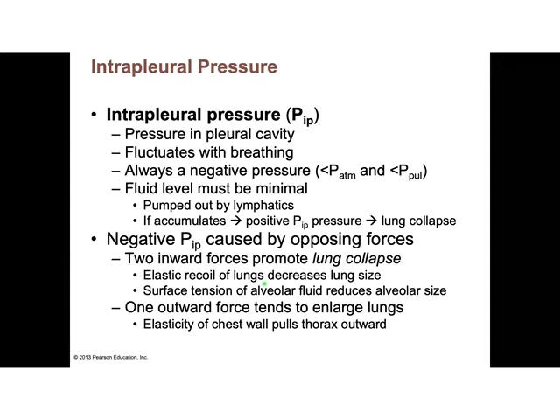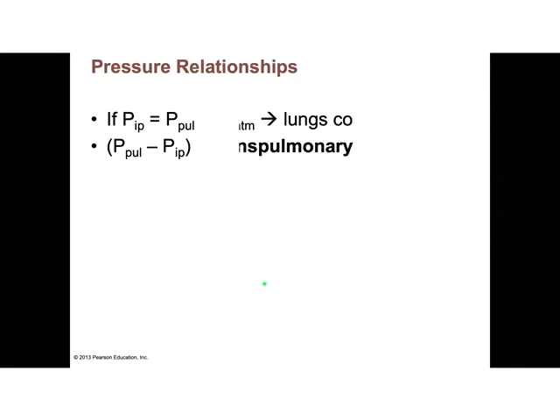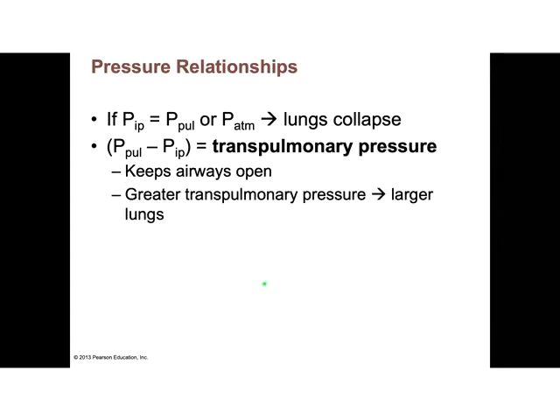Negative intrapleural pressure is caused by two opposing forces. The hydrogen bonding of the moist surfaces of the interior of the lung tends to pull the lungs inward. Elastic recoil of the lungs also tends to contribute to this. And the outward force is the elasticity of the chest wall that pulls the thorax out. Okay, so they balance so that the lungs stay open most of the time, right? Although they will vary in size as you breathe in and out. If intrapleural pressure is equal to pulmonary or atmospheric pressure, the lungs will collapse.